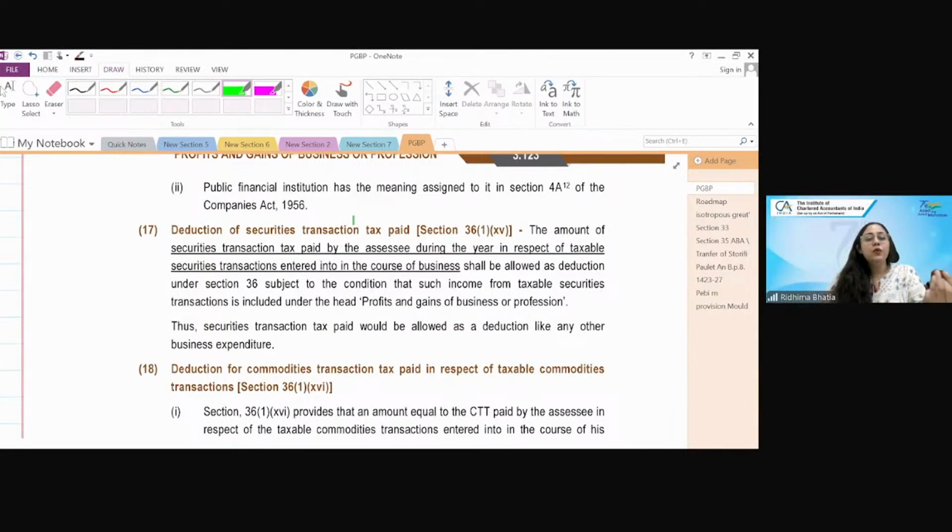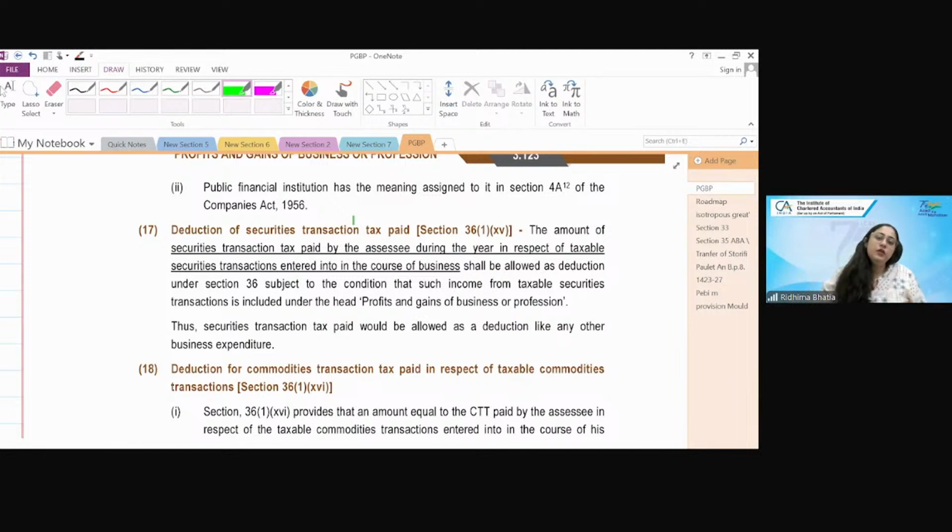But who will get it? Anyone who is dealing in shares as a business income. It cannot happen that my shares are my investment and I'm showing that as an investment, as a capital asset, and here under section 36 I'm claiming STT, CTT as deduction. No. The person who has kept all these as stock in trade, only those persons will get a deduction of STT and CTT whenever they are making any transaction. You know, STT and CTT are not allowed as deduction in capital gain.